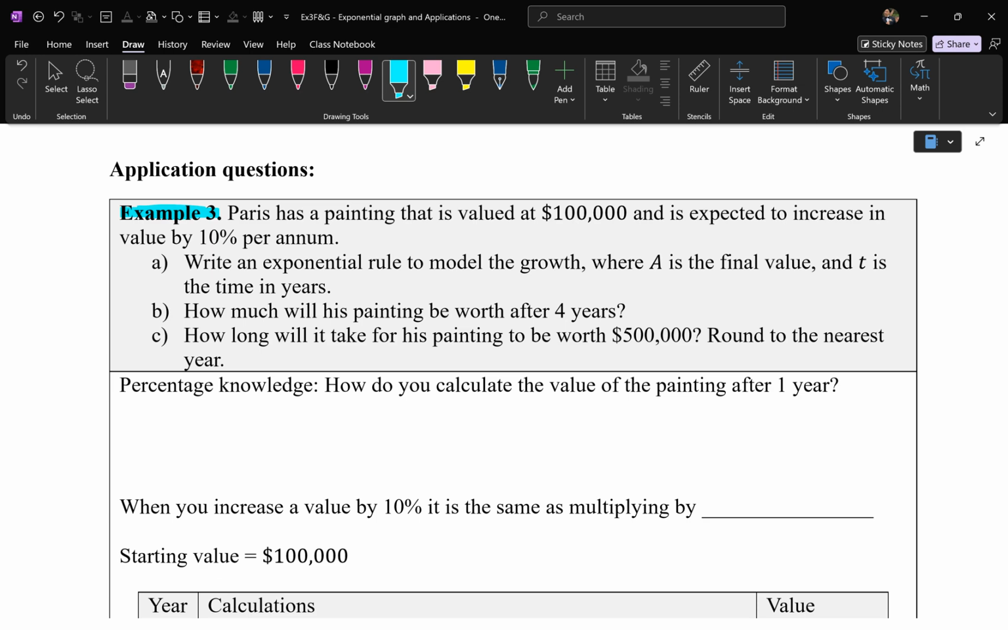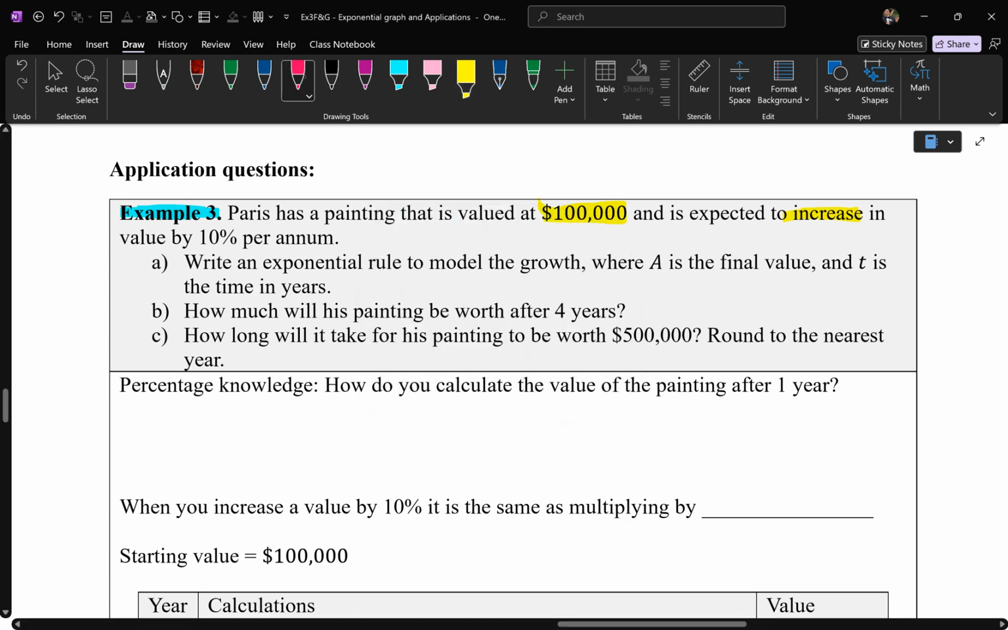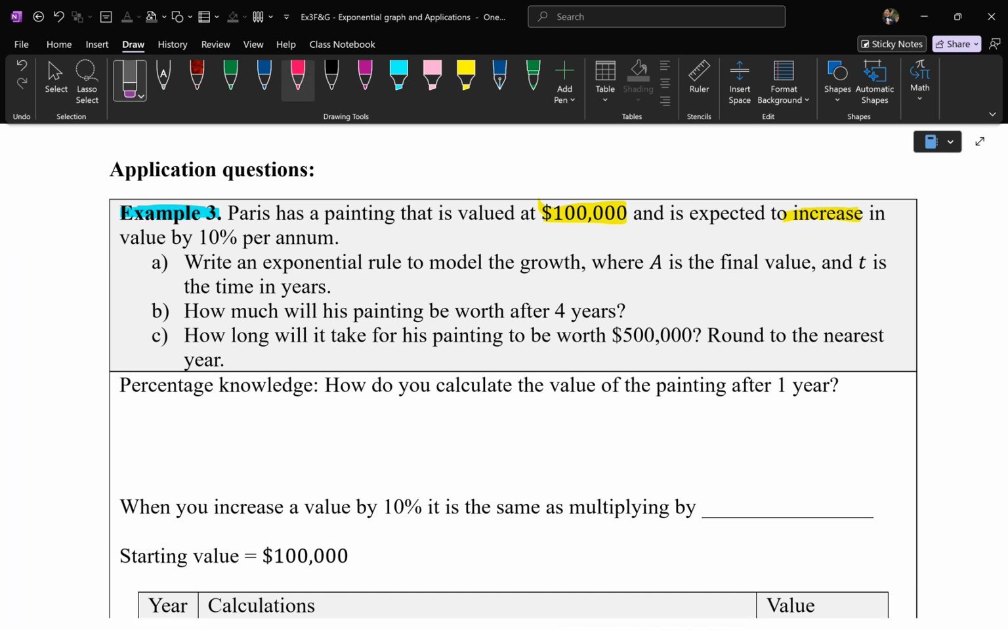Paris has a painting that is valued at $100,000. So Paris has a painting valued at $100,000 and it is expected to increase. So when you see the word increase, you're thinking it's going to grow. But there's a lot of graphs that can show growth. You know, you've got linear graph. That's growth. Goes up as well. But how do you know this is going to be exponential? I'll show you. It says it increases by a value of 10% per annum.